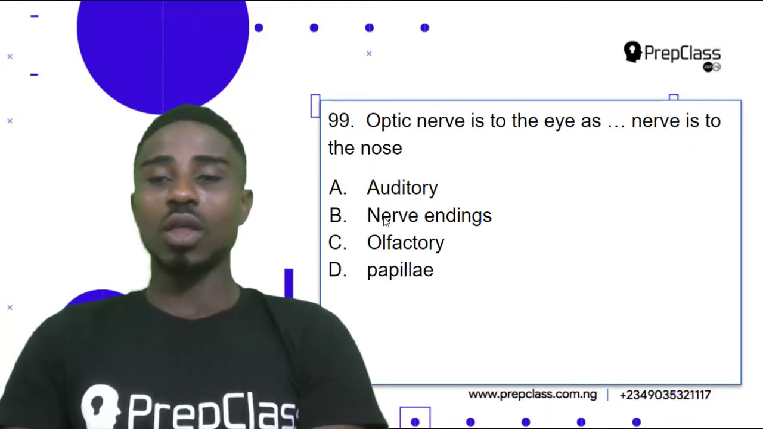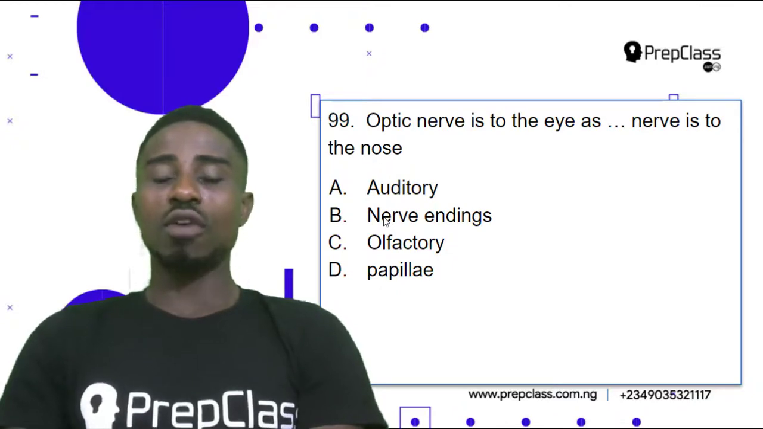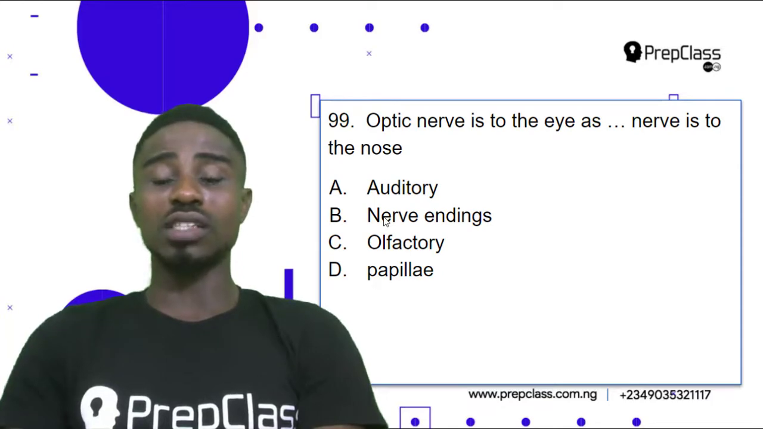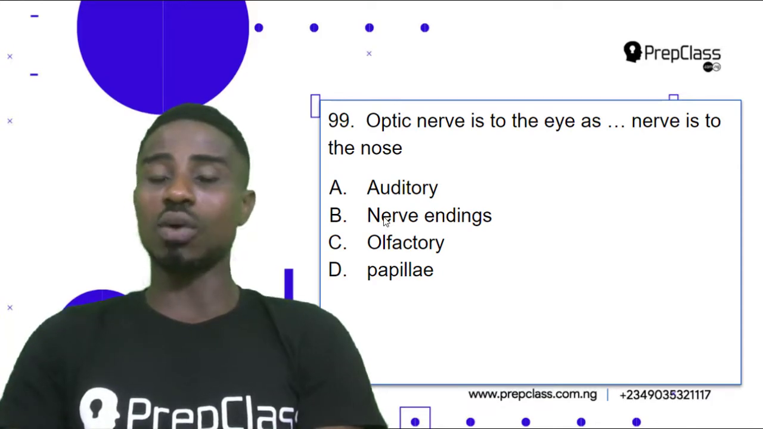Question 99. Optical nerve is to eye as dash nerve is to the nose. A, auditory. B, nerve endings. C, olfactory. D, papillae. For us to carefully select the correct answer, we need to analyze all of the options and see which one best answers our question.